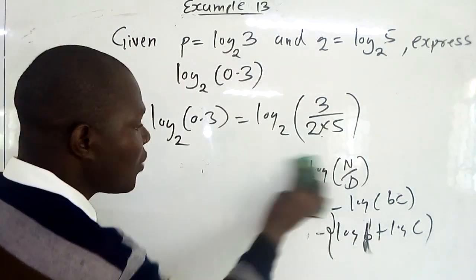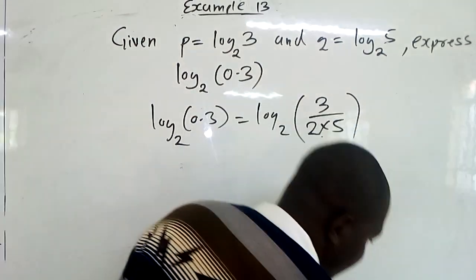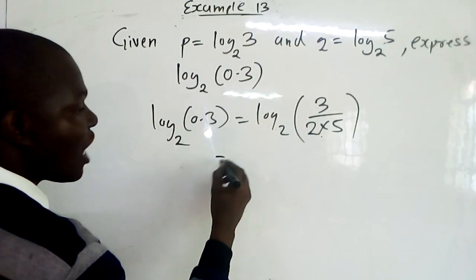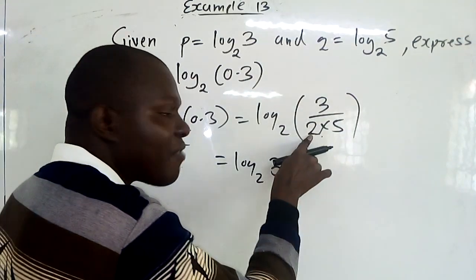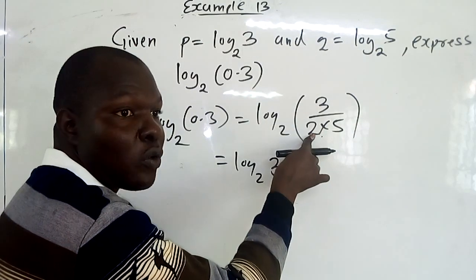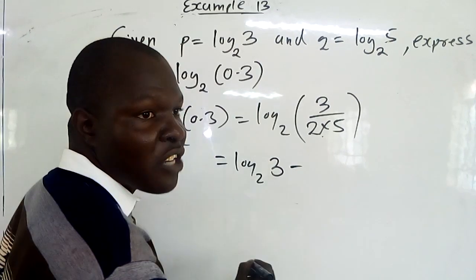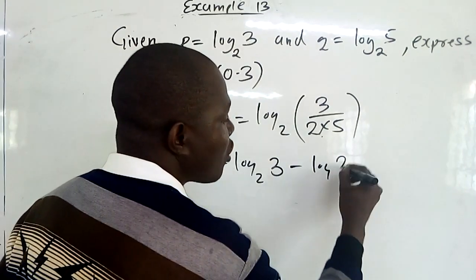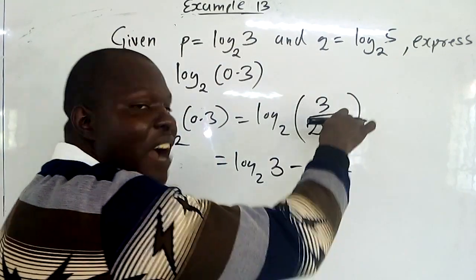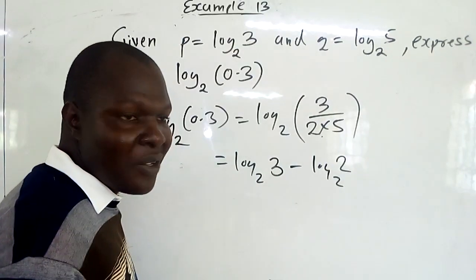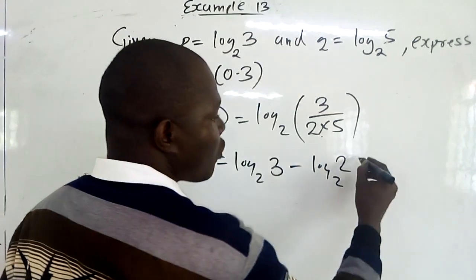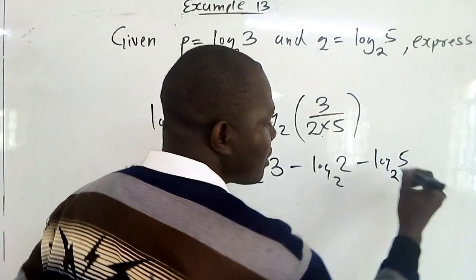So from here we now have log 2 base 2, 3 is in the numerator. Then if you divide by 2, 3 divide by 2. Are you seeing? Meaning division is subtraction, isn't it? Yes. So that is minus log 2 to base 2. Then 3 you divide by 5 again, because 5 is in the denominator. Are you seeing that? Yes. Tuko pamoja? So it is minus log 5 to base 2.